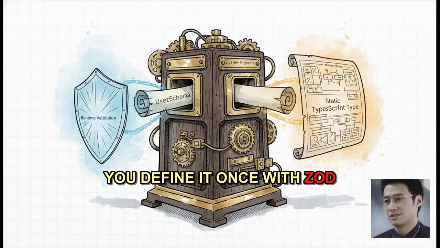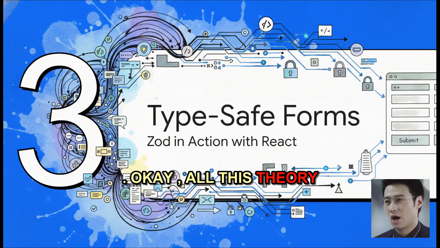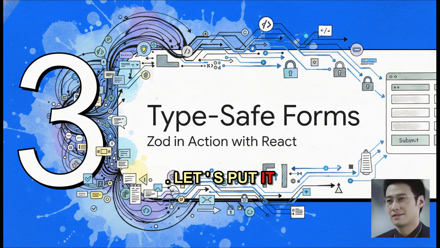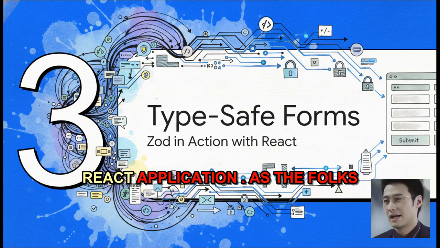You define it once with Zod, and you get both, completely in sync, for free. Okay, all this theory is great, but let's see Zod in the wild. Let's put it into action in a really common scenario: building a completely type-safe form in a React application.